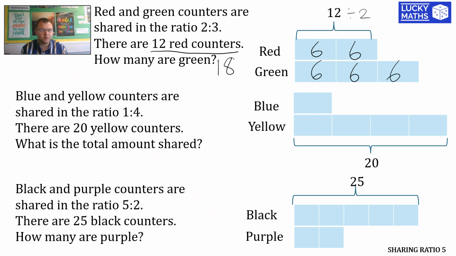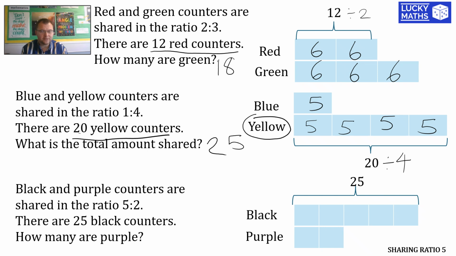So second example, blue and yellow, 1 to 4, but we're told there are 20 yellow counters. So again, we're not interested in that top box for blue at the minute because we're focusing primarily on yellow. And the 4 boxes for yellow are basically worth the 20 counters. So if we work backwards, again, dividing 20 by 4, that gives us 5 per box. There are 5 blue plus the 20 yellow. The total amount therefore shared was 25. Just add up the total, there's 5 boxes of 5 basically.